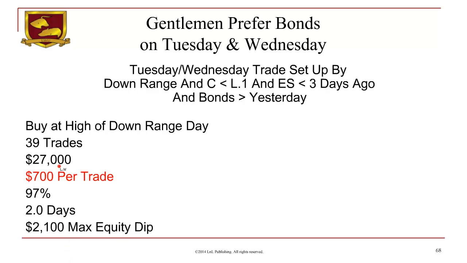What does the $2,700 mean? That was the average profit. So we made 39 trades and made $27,000. 97% accuracy. I run all the tests myself.